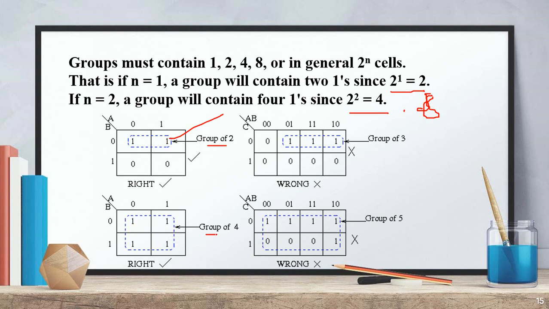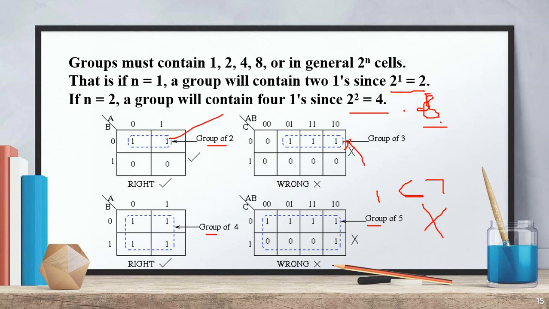And you cannot do a group of 3, 5, 6 or 7. These are all wrong. You can do a group of 8 because that is 2 to the power of 3. So the third rule is very important. What is the number of cells you can group? The grouping number is only possible for 2, 4 and 8. Other groupings are not possible.